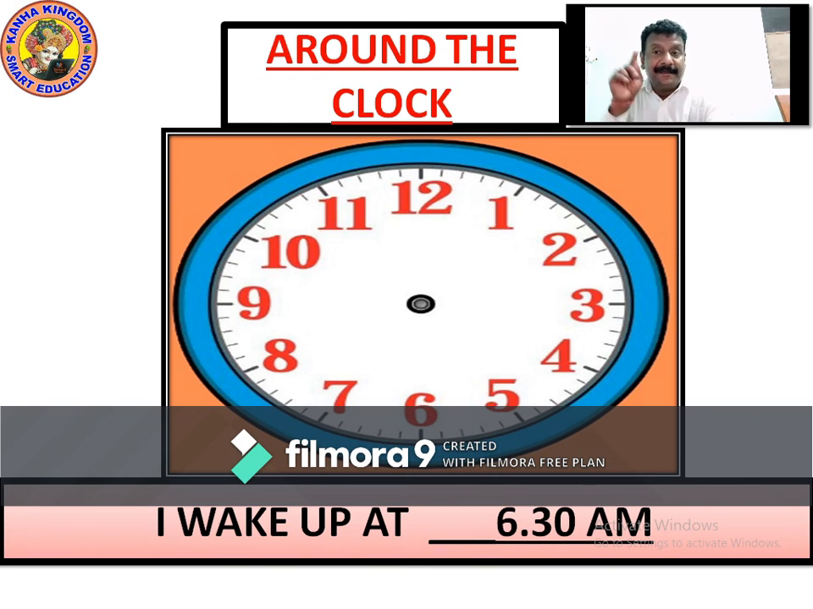So now you have to make a design. You have to draw a watch and make the small hand between 6 and 7, and the big hand at 6. The small hand in between 6 and 7, and the big hand at 6. That is 6:30 AM in the morning. Yes, please write this down.